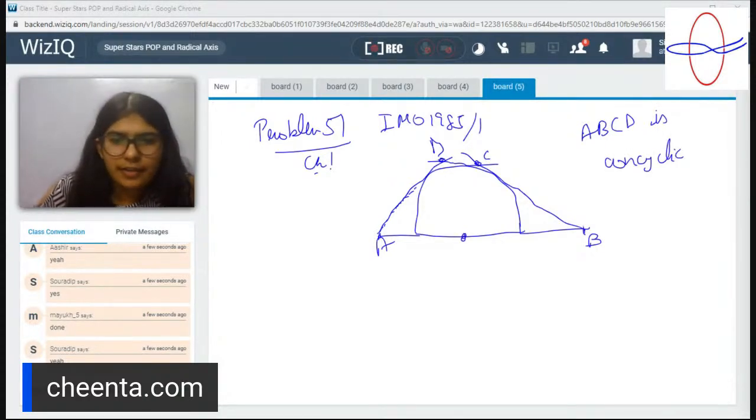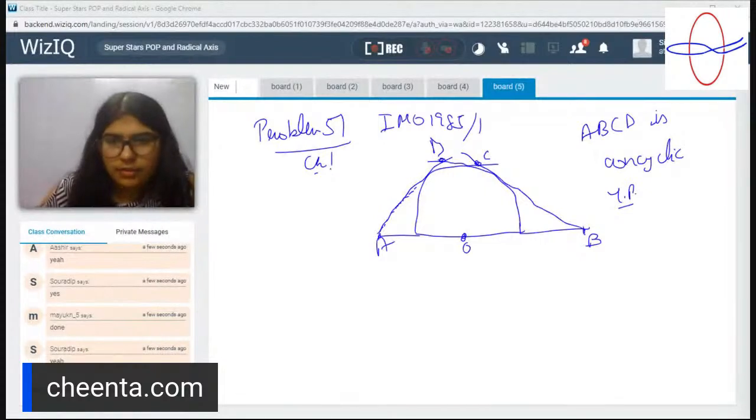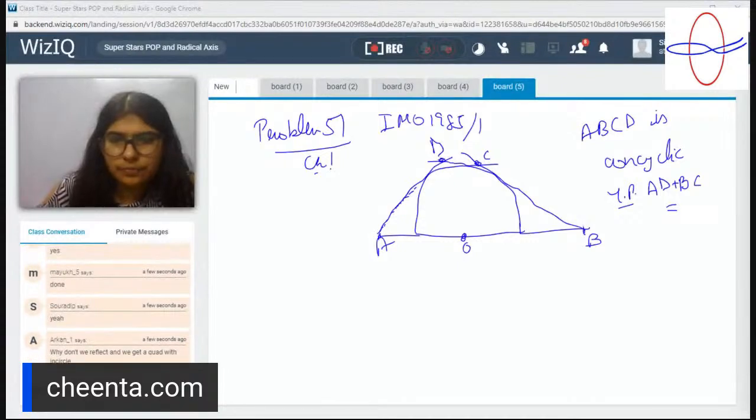Alright, let the center of the semicircle be O. We have to prove that this semicircle is tangent to AD, BC, and CD. So to prove AD plus BC equals AB.